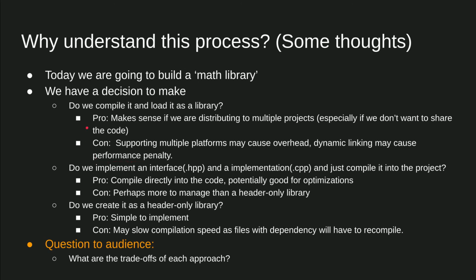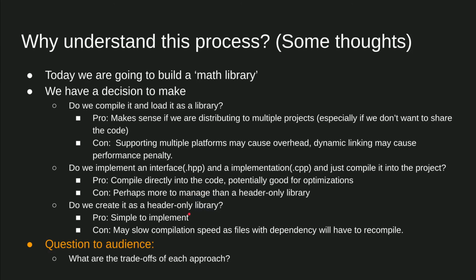Okay, so you might say, oh, well, we want the top performance, so let's just implement it the old way. We'll distribute the .hpp and the .cpp and just compile it into our project. Again, if we compile directly into our code, that's potentially good for optimizations. We can see all the functions, we know exactly how it works, and so on. And the only con I could really think of for this strategy, compared to at least the next one, is it's probably going to be a little bit more to manage than if we just say, hey, let's just implement everything in the header.